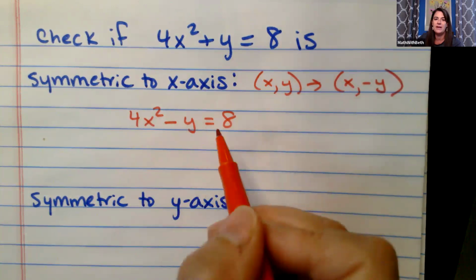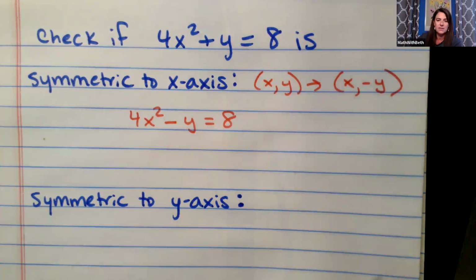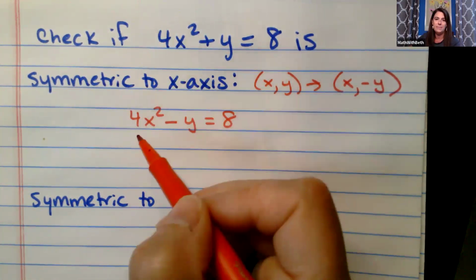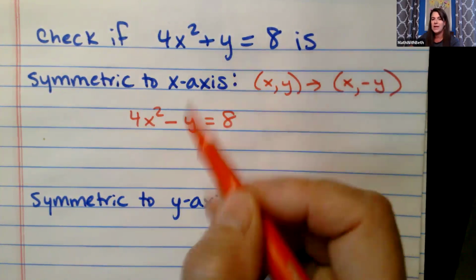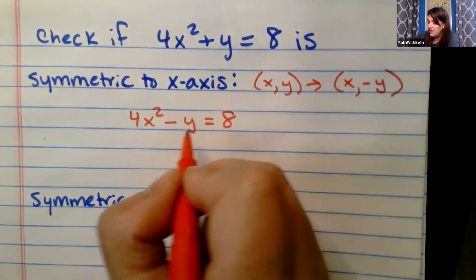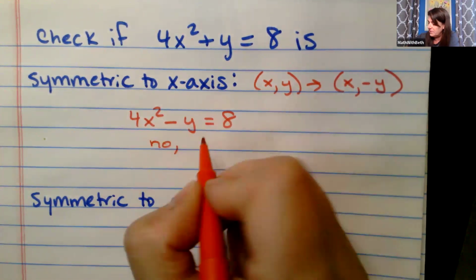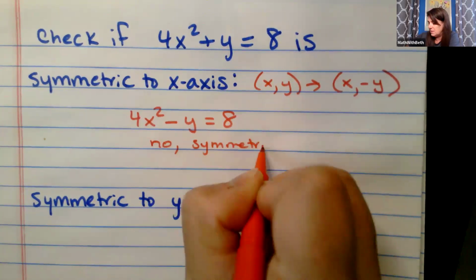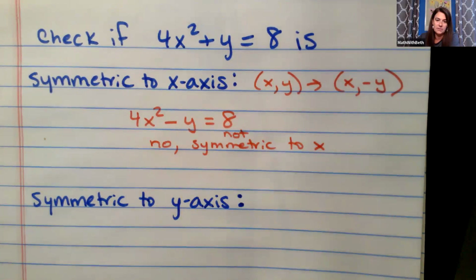So maybe everything had a negative and I could divide everything by -1 and it would look just like it used to. In this case, no, there's nothing because some of the stuff is the same. The 4x squared is still 4x squared, the 8 is still 8, but the y has changed to -y. So there is no way this could become what it used to be, and that's how you decide. So the answer is no, this function would not be symmetric to the x. Not symmetric to the x.